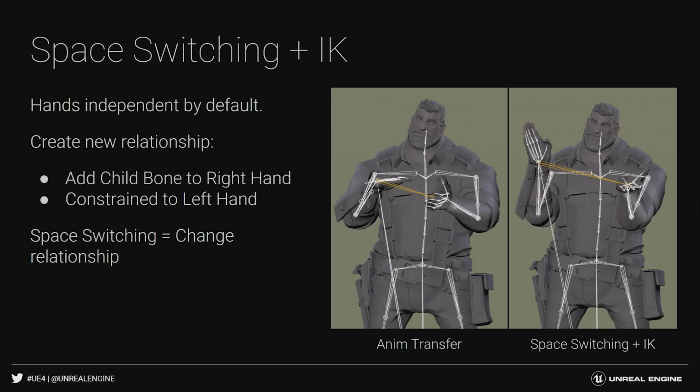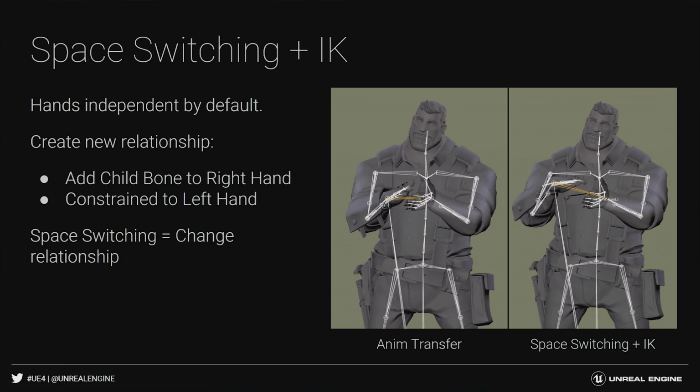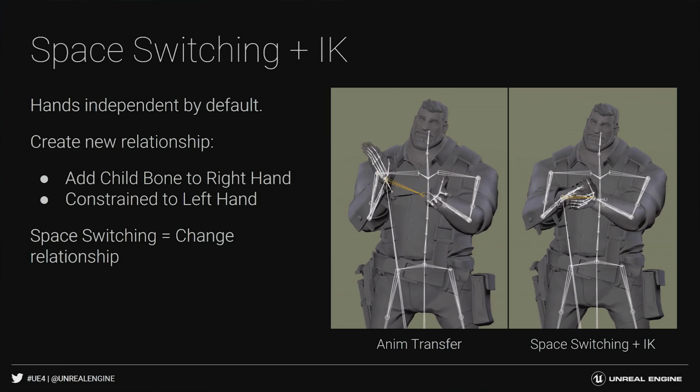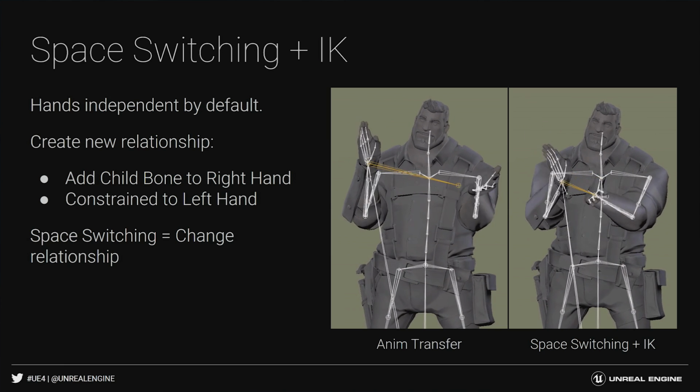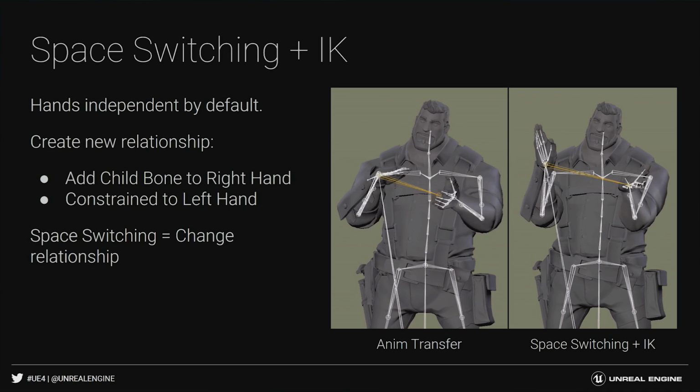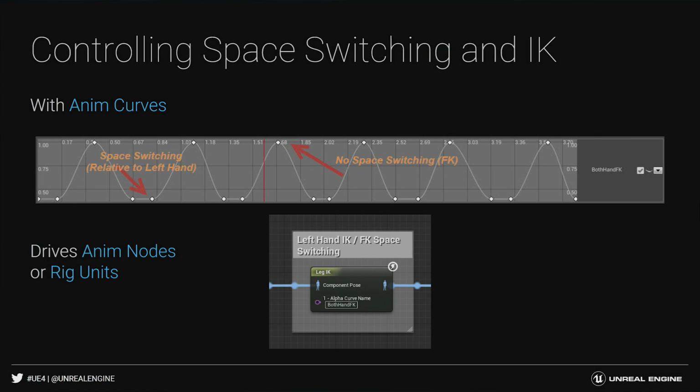So space switching is saying that we're just going to make the hand, instead of being independent, relative to something else. And we use IK to move the hand to that position. We control this using animation curves. In this clapping example, the curve would be just like that. At the bottom, it would say we want the left hand to be relative to the right hand. And at the top, it would say we want both hands to be independent. And these curves can drive animation nodes or rig unit nodes.